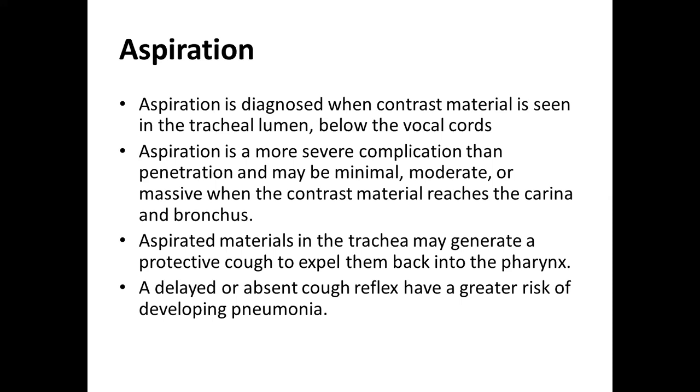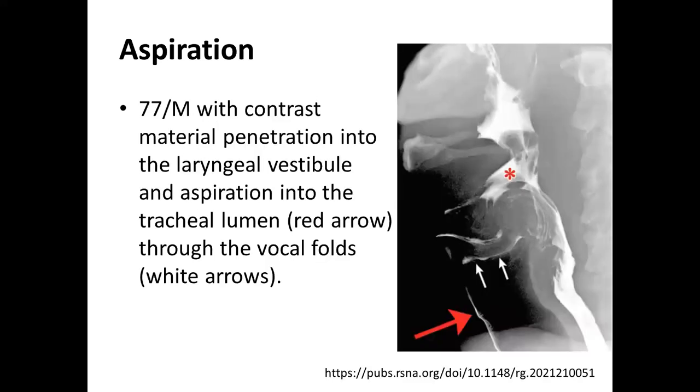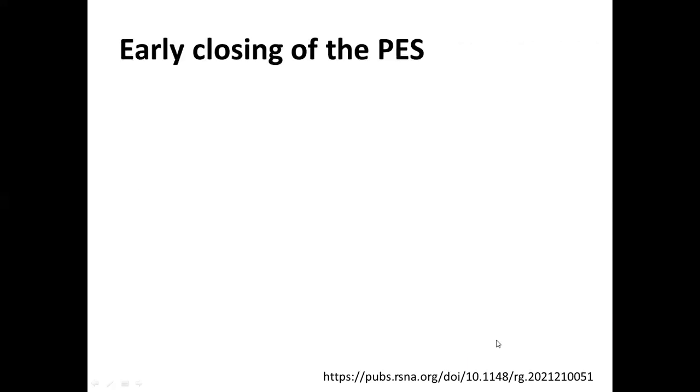When we are using gastrografin, then pulmonary edema usually comes in. And if we are using barium, then pulmonary fibrosis or barytosis will also come in. So this is a patient who has aspiration. We can see a 77-year-old male with contrast material penetrating into the laryngeal vestibule and aspiration into the tracheal lumen. We can see this is the trachea, and there is a high-density lining in the tracheal wall. Of course, we don't have it in the posterior aspect, but this means the contrast has gone beyond the vocal cords and into the trachea, which is now termed aspiration.